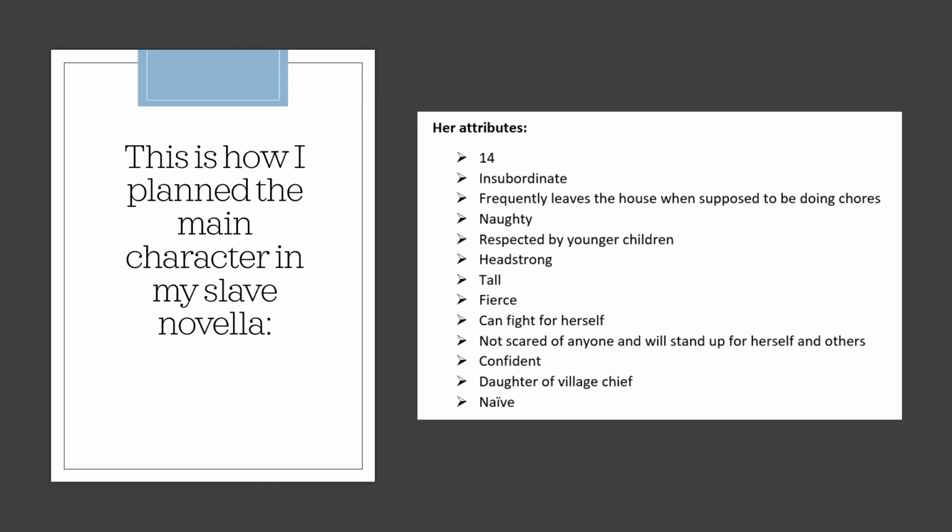So this is how I did it myself. This is how I planned my character. I was writing a novella about slavery, and in it, this girl is 14, she's insubordinate, headstrong. So basically I just mapped out all of the things that she was, so that I can easily refer back to it in a certain situation.